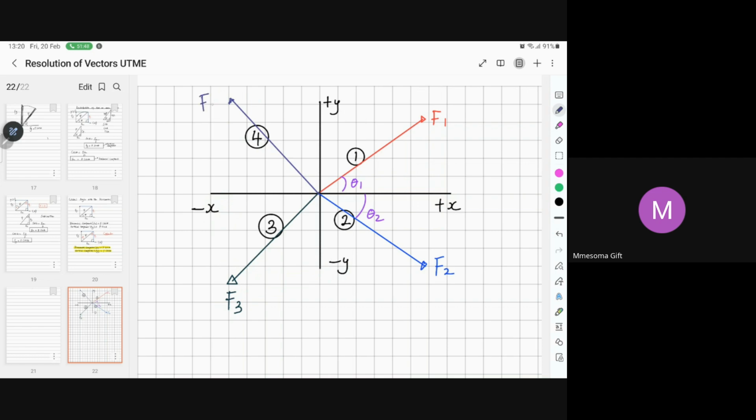So let's have F4 right here. It is on the negative x and positive y. So if you come to the horizontal, it's going to be minus F4 cos whatever angle. But on the vertical side, it's going to be what? Plus F4 sine of the angle, which is the y component.